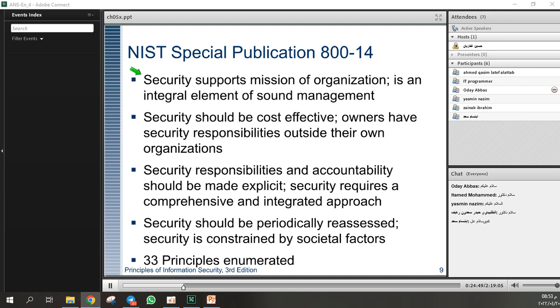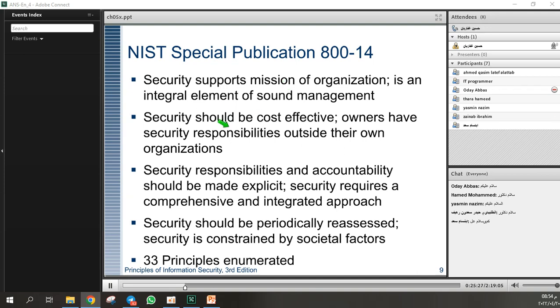Another useful publication is the NIST Special Publication 800-14. It's another security support mission document for different organizations in the case of security management. Okay. Inside this document, we learn that security must be cost effective.